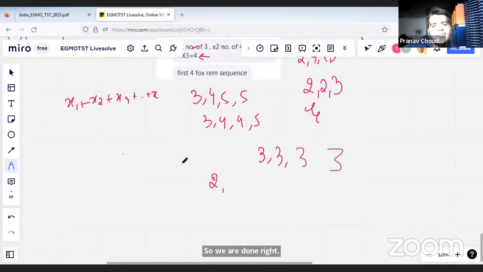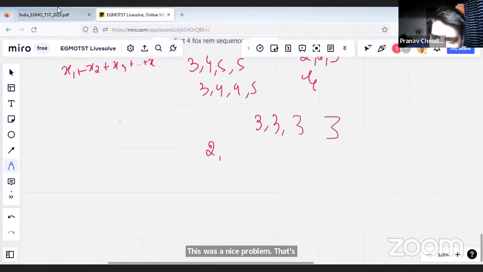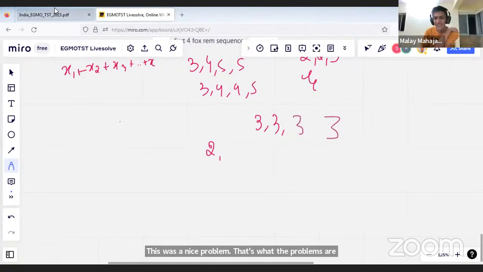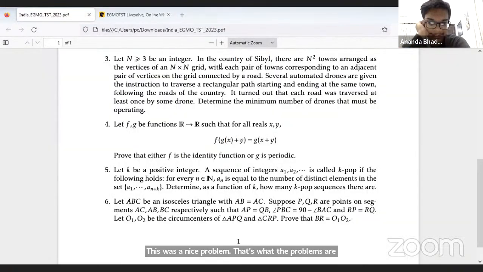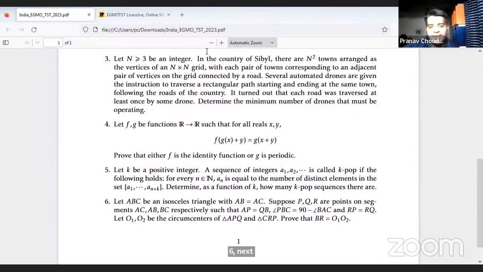This was a nice problem. Actually, the problems are nice only, everyone. Justice for Atul's problem.